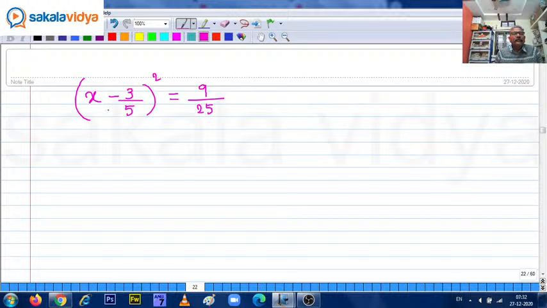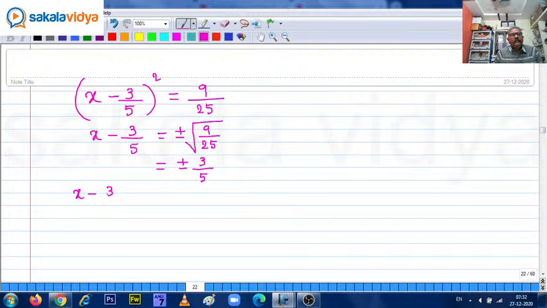Yes. Now x minus 3 upon 5 equals root over 9 upon 25. But this is plus or minus. You get plus or minus 3 upon 5. So x minus 3 upon 5 equals 3 upon 5, or x minus 3 upon 5 equals negative 3 upon 5. x equals 3 upon 5 plus 3 upon 5.